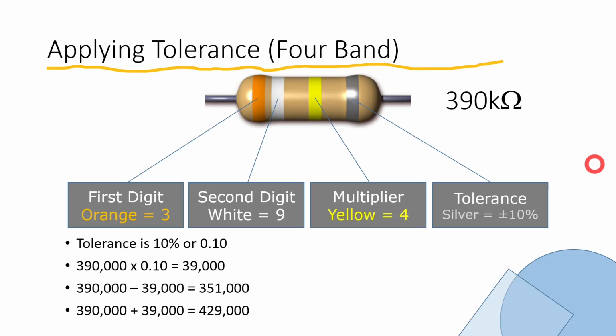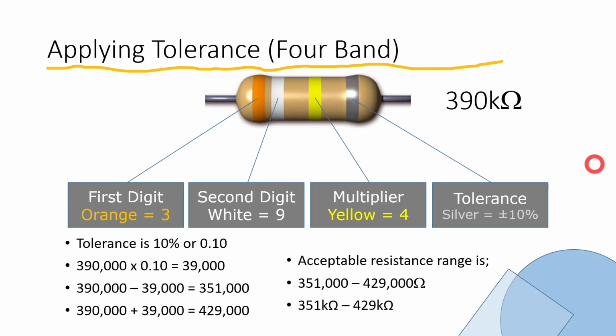So we're going to add it to the advertised value of 390,000 to get 429,000 on the range. So the acceptable range for this is actually 351,000 to 429,000, which we would just say is 351 k ohms to 429 k ohms. So you see 10% tolerance can be quite a wide range of values, and that will have an effect on circuits. So we actually have precision resistors, which we'll talk about here in just a minute.